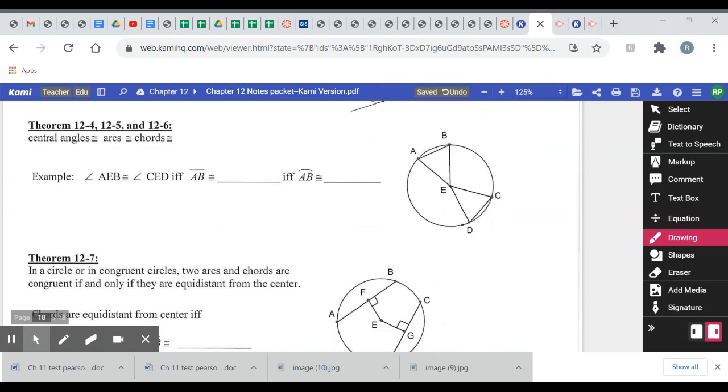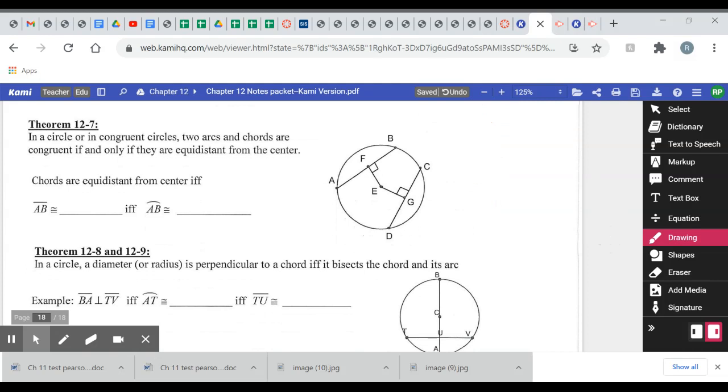Next up says that central angles are congruent to arcs, are congruent to chords. And all of those kind of go hand in hand. So in this particular example, if I know that angle AEB is congruent to angle CED, then I therefore know that chord AB is congruent to chord CD. And I also know that arc AB, which goes from here to here, must be congruent to arc CD.